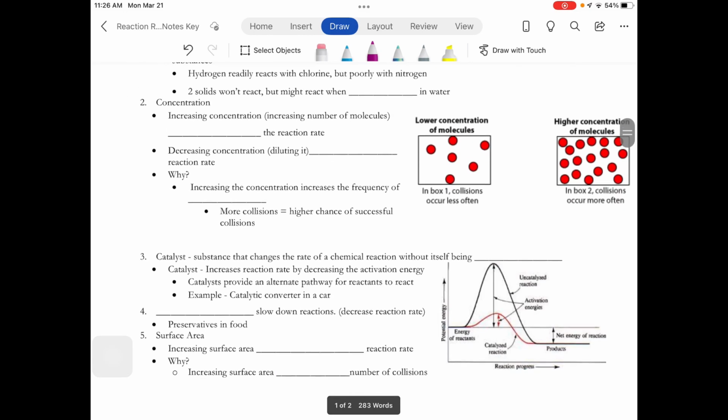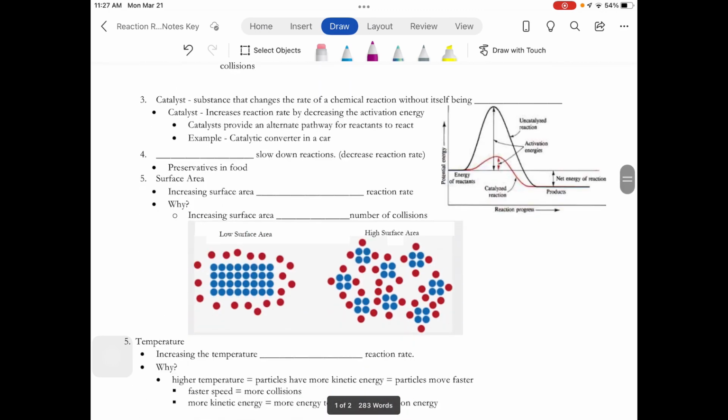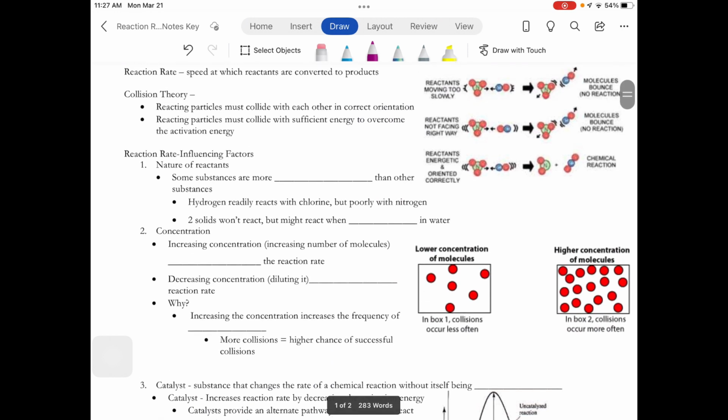We'll talk technically about 6 different ways. The first is the nature of reactants. Some substances are more reactive just naturally than other substances. So for example, hydrogen readily reacts with chlorine, but poorly with nitrogen. Also, it might depend on the state of matter. So 2 solids won't react, but might react when they're aqueous in water.